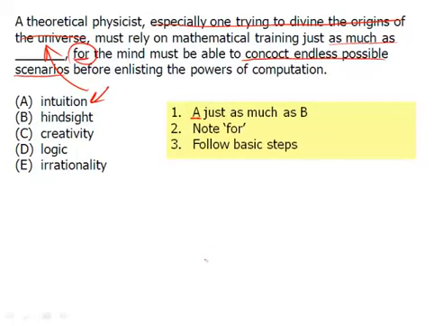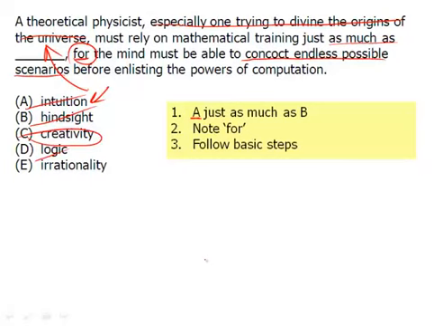So, is that intuition? Well, you could argue that perhaps to come up with these multiple scenarios, you need intuition, but it doesn't really mean, in and of itself, intuition doesn't mean the ability to concoct or come up with endless possible scenarios. So it's kind of, but not really. Hindsight is a trap here because you're thinking, oh, the divine origins of the universe, you have to look back. But here you just want a word that means being able to come up with many different ideas. Speaking of which, coming up with many different ideas, there it is. You need to be creative.